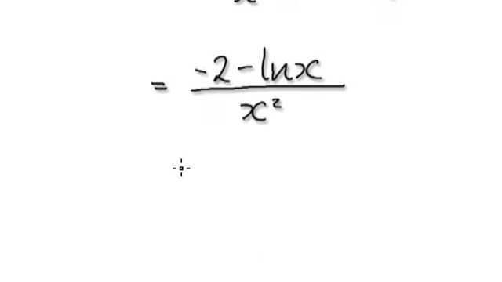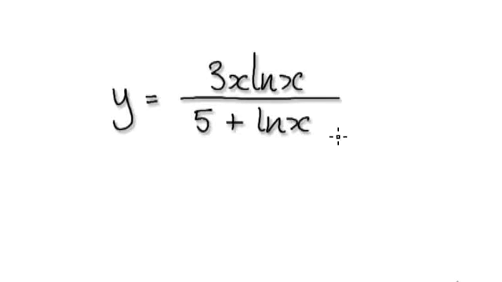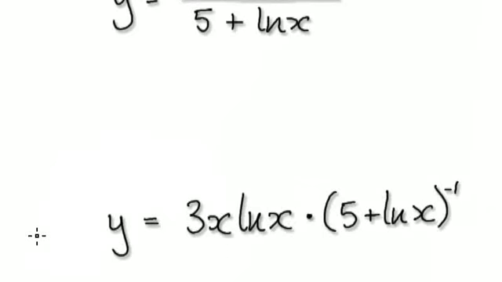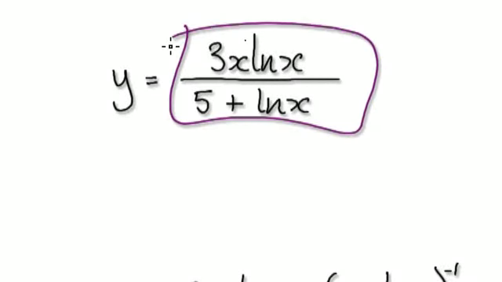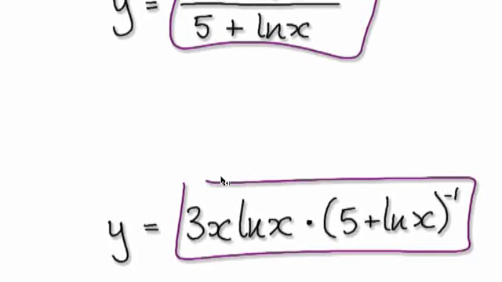Okay, next one here. So find dy by dx of this. So press pause and have a go. Okay, so to do this here, visualize as this. So visualize this thing here as this. So we can use the product rule rather than the quotient rule.